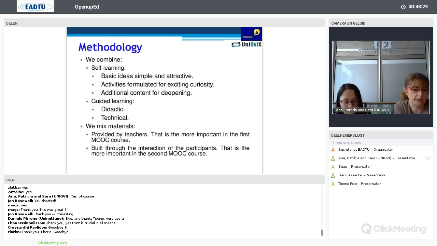From another point of view, the methodology also mixes learning from the materials provided by teachers with active learning through the interaction of the participants. Starting from a mixture in the first of the MOOC courses programmed, the course materials have more weight. But in the second one, the information built up among all the students is more important.